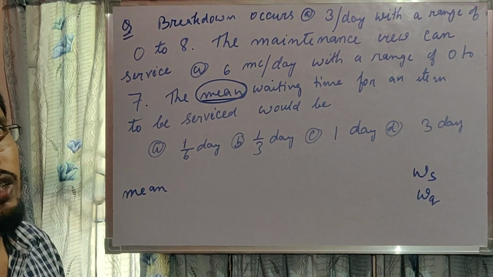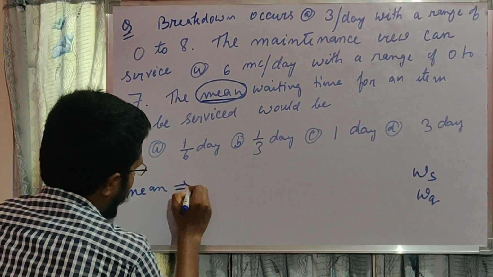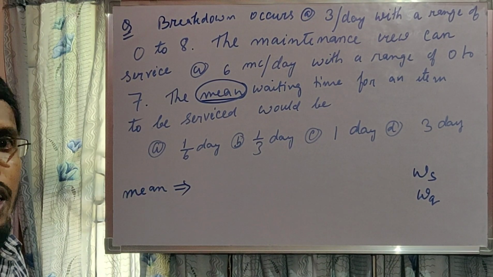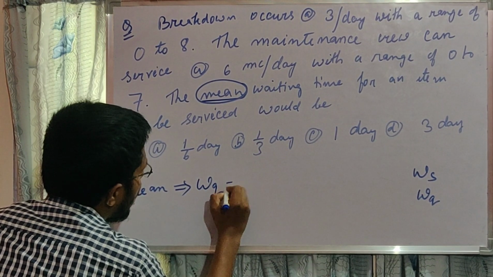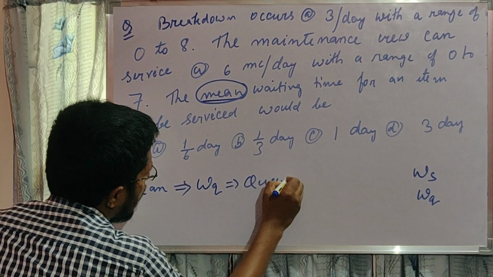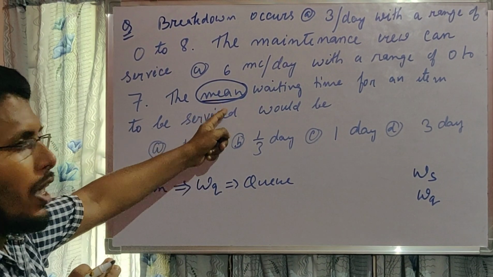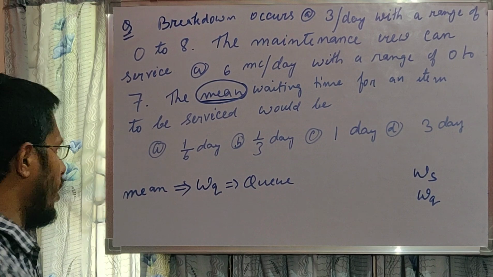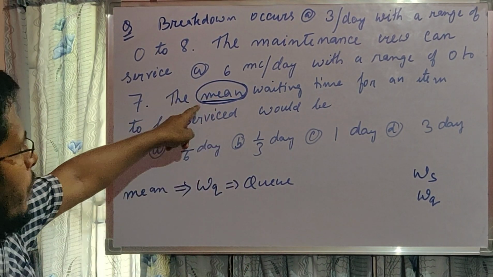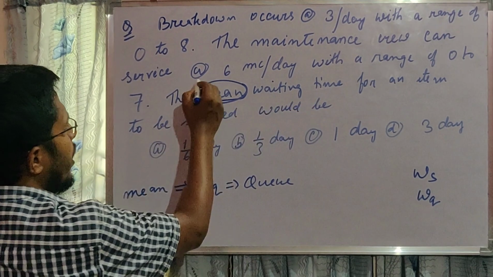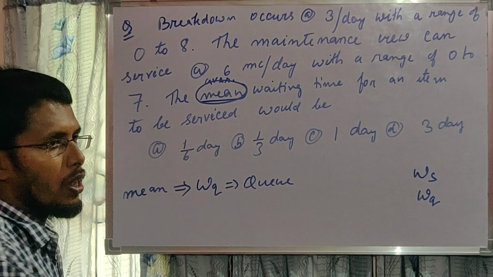If there is a mention of the word "mean", that means you have been asked about the average waiting time in the queue. Very, very important. You have to remember, if the word "mean" is there, then you have been asked the waiting time in the queue. Suppose "mean" is not there, and you have been asked the average waiting time for an item to be serviced.